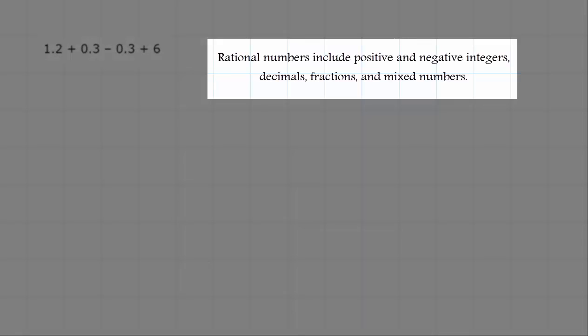As we continue to add and subtract rational numbers, what we have to understand is that it's not just going to be integers that we're adding and subtracting. We're going to have decimals, fractions, and mixed numbers. I'm going to show you an easy way to add and subtract decimals. It just goes back to numbers that we already know.